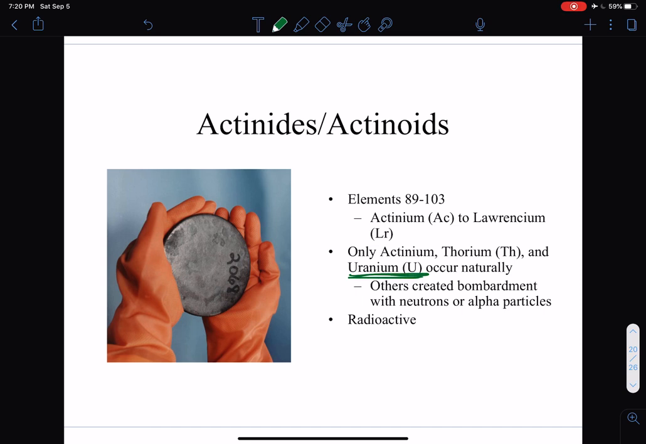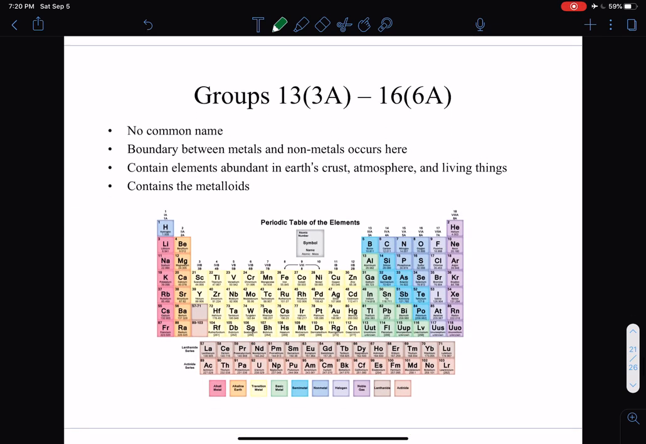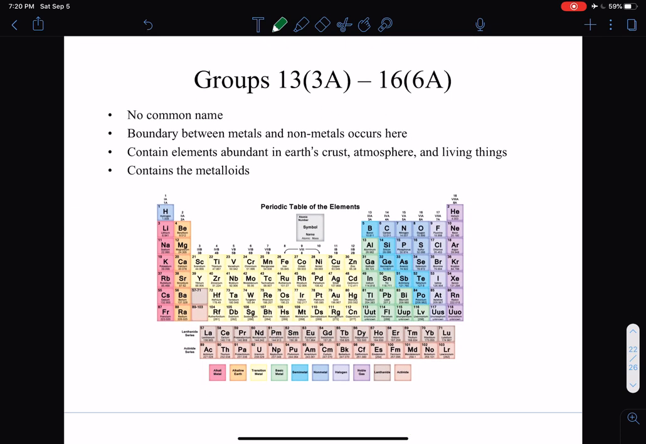Now, moving to the right in the periodic table, we have groups 13 through 16. So that is also called 3A through 6A. It's all of these in here.